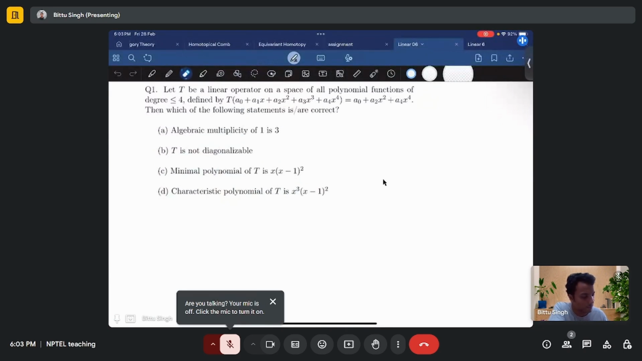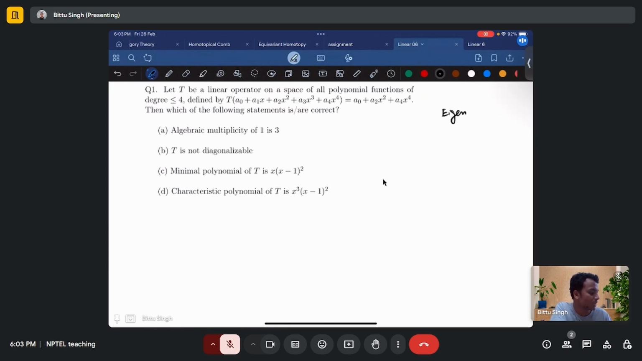So let us solve a few problems. Those are based on eigenvalues, eigenvectors, characteristic polynomial, invariant subspaces, and some minimal polynomials. So those will occur. Let us look at the first question.